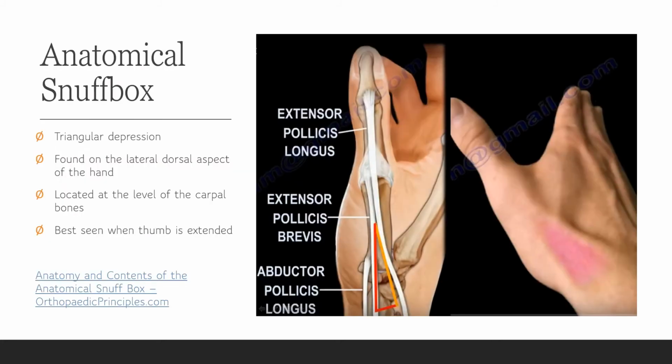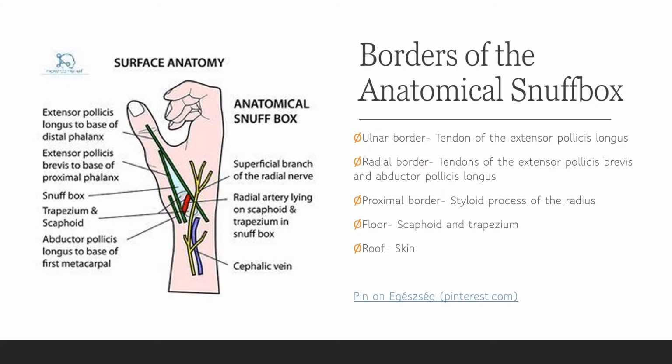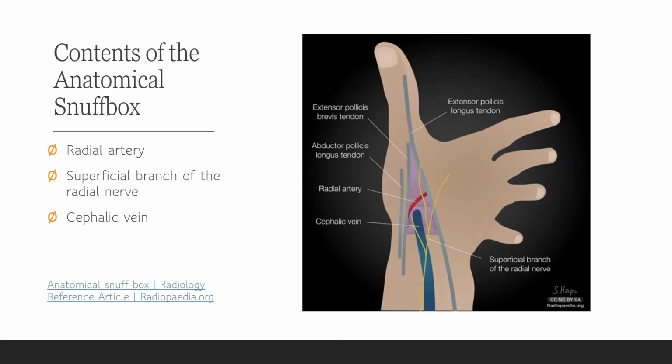The anatomical snuff box is a triangular depression found on the lateral dorsal aspect of the hand. It is located at the level of the carpal bones and is best seen when the thumb is extended. The ulnar border is the tendon of the extensor pollicis longus. The radial border is the tendon of the extensor pollicis brevis and the abductor pollicis longus. The proximal border is the styloid process of the radius. The floor borders the scaphoid and trapezium, and the roof is the skin. The anatomical snuff box contains the radial artery, the superficial branch of the radial nerve, and the cephalic vein.